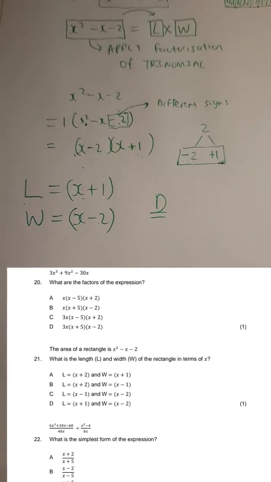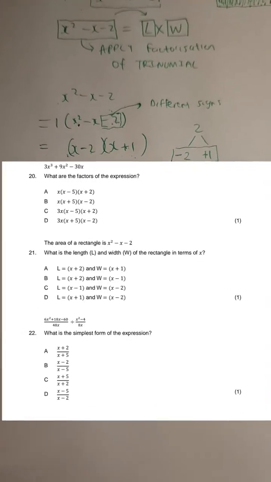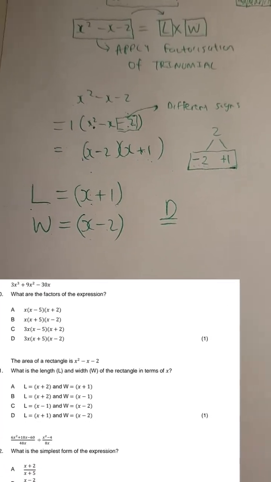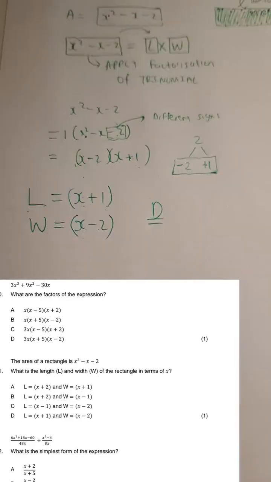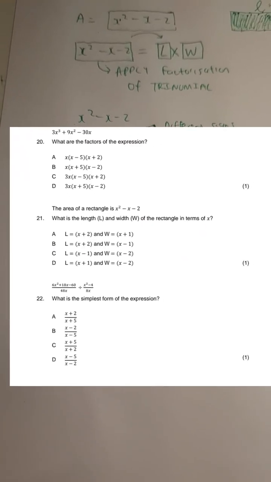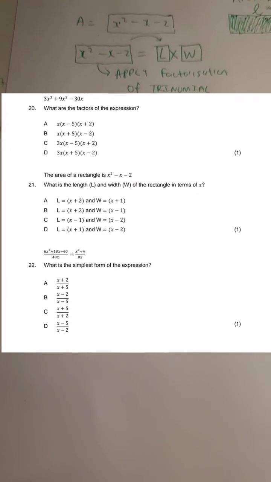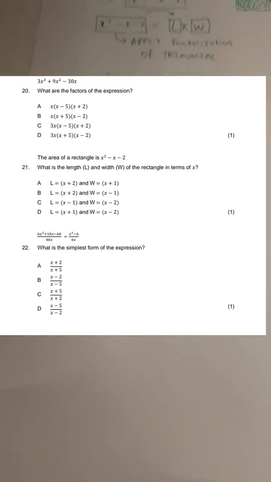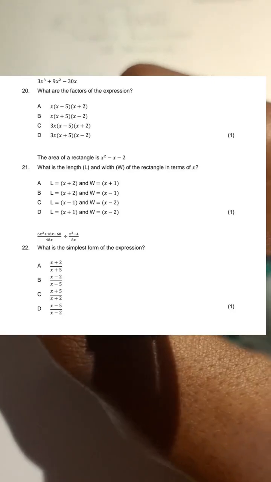L is equal to what? x plus 1, and W is equal to what? x minus 2. So this is 100% correct, and this is how we would do number 21. Let's move on. We can now go do number 22.